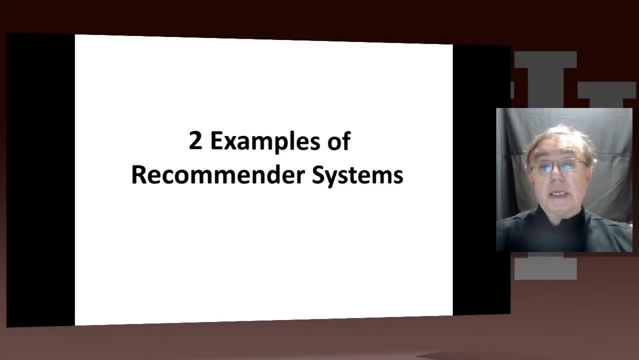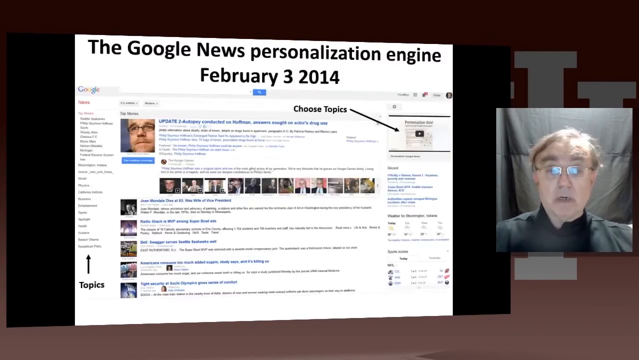All right, now we're going to give a couple of examples of recommender systems, Google News, and a brick and mortar shop. First, a couple of slides on Google News. Here's a February 3rd, 2014 example of my Google News. You'll see here various categories. You can choose which categories you want.